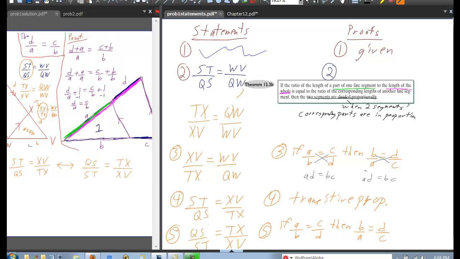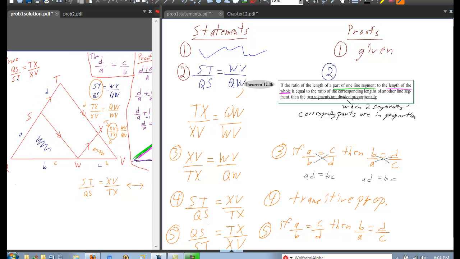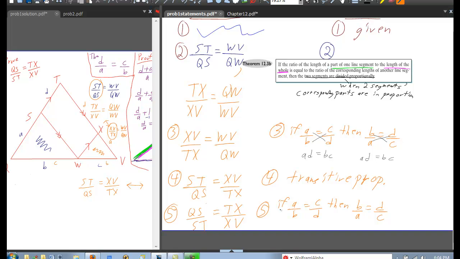All right, and then what was the last thing that we did? Well, we just took the fact that we had two things both equal to WV over QW, the ones that I circled beforehand, and we set them equal to each other because they were both equal to the same thing. Well, what's that called? That's called the transitive property. And then lastly, since we have the reciprocals of what we want, because in the proof, they actually wanted QS over ST, not ST over QS, and TX over XV, not XV over TX, you just do the reciprocal rule again. So you just write out the exact same reasoning.